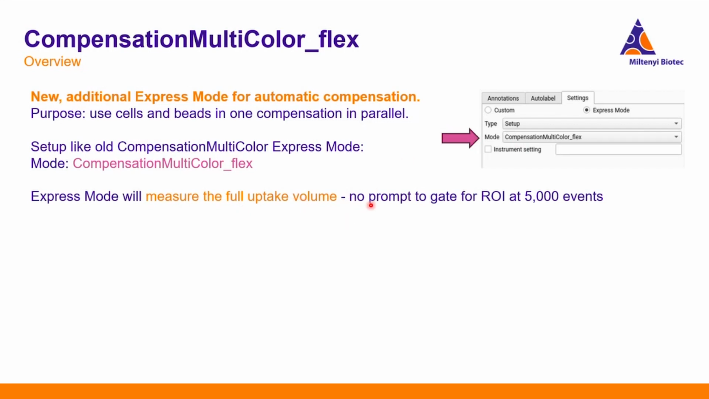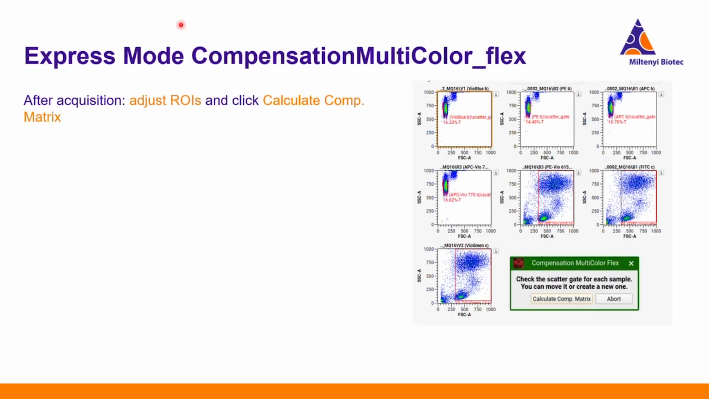So usually if you use the old express mode, there is this prompt for the region of interest after 5,000 events. And it will also go to the next data file whenever it reaches the number of events. But here now it will always measure the whole volume that you program. And the gates are set after acquisition. And the cool thing here is that you can individually assign the region of interest for each sample.